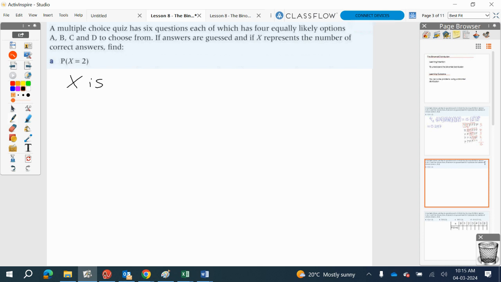So you always start an answer to this type of question with the phrase, X is the discrete random variable. You can just say X is the number of. This type of question always starts with this exact phrase, which is why I've drawn it in black. X is the number of, and then you have to fill in the blank. So what is X the number of? Correct answers. So X is the number of correct answers.